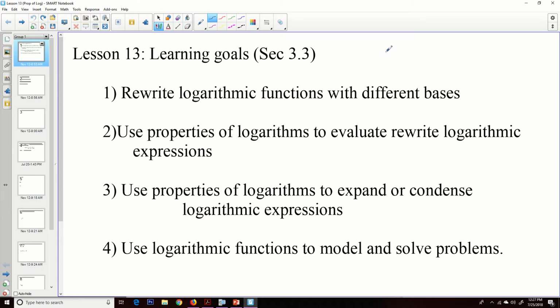So today we are going to be rewriting logarithmic functions with different bases. We're going to use properties of logarithms to evaluate and rewrite logarithmic expressions. And we're going to use properties of logarithms to expand or condense logarithmic expressions. And then finally, we're going to use logarithmic functions to model and solve problems.